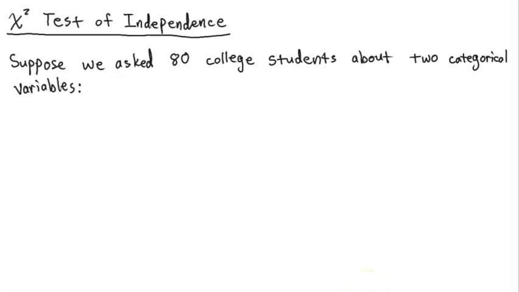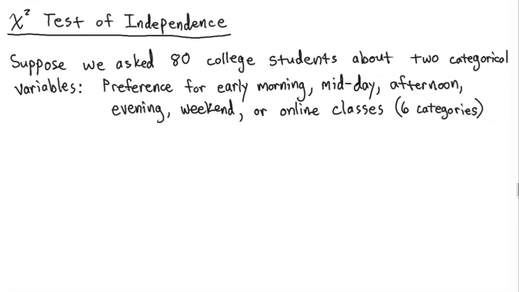Now suppose we asked 80 college students about two categorical variables that affect them. First we asked them what their preference is in terms of when they take classes. Do they prefer early morning classes, midday classes, or afternoon classes? Do they like evening classes, weekend classes, or maybe even online classes? That's 6 different categories: morning, midday, afternoon, evening, weekend, or online classes.